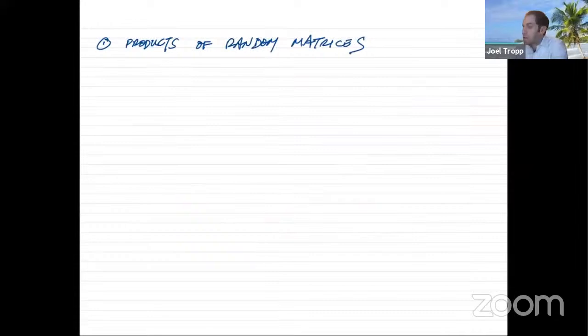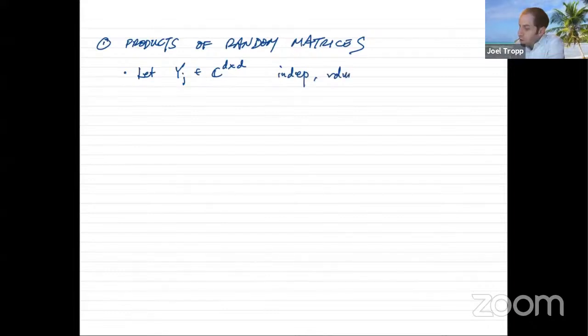Okay, so let's get started. The first thing I'd like to talk about is products of random matrices. So let me tell you about the model that we're going to be working with. We're going to let Y_j be a d by d complex random matrix. The Y_j are going to be statistically independent from each other. And for simplicity, I'm just going to assume that they're all bounded. This is not very important.